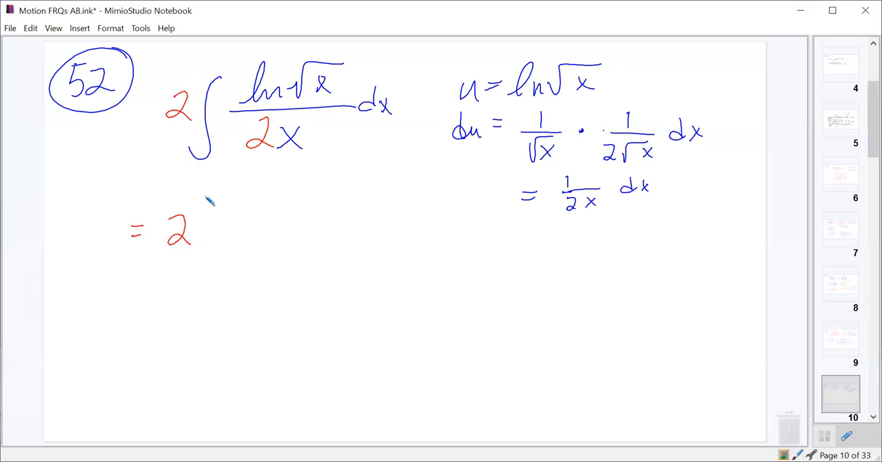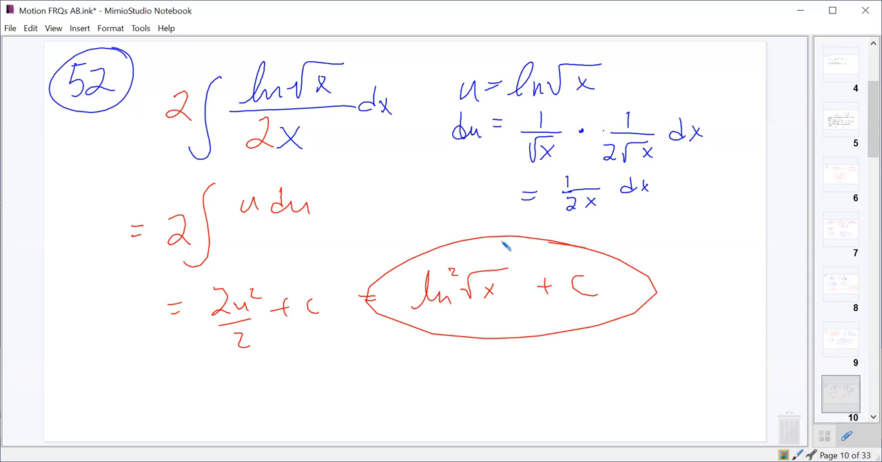That should give me 2 times the integral natural log root x was u, and then 1 over 2x dx was du. So just 2 integral u du, which should be 2 times u squared over 2 plus your constant, or just u squared plus your constant. So natural log squared of root x plus your constant, which looks like that's choice.